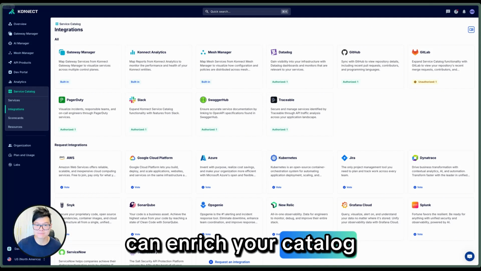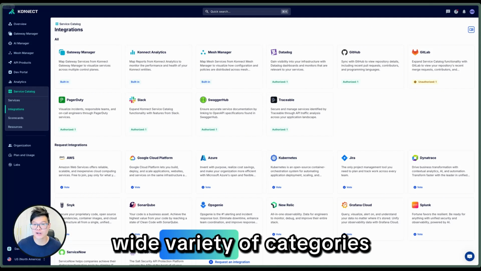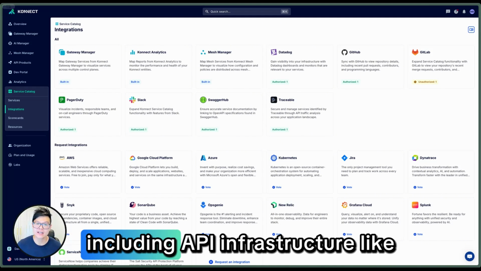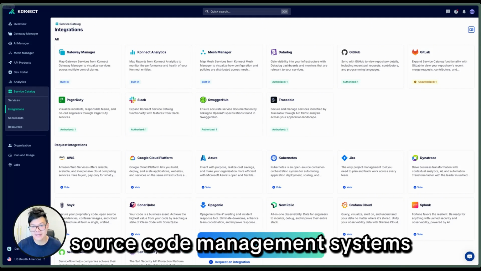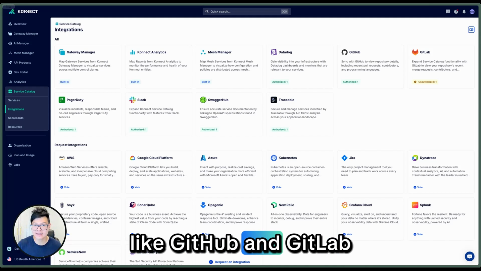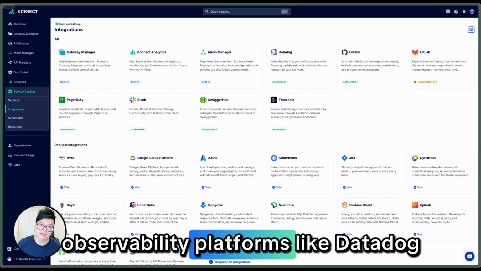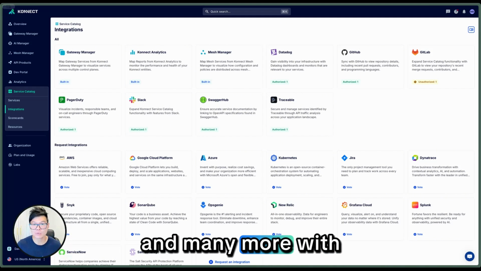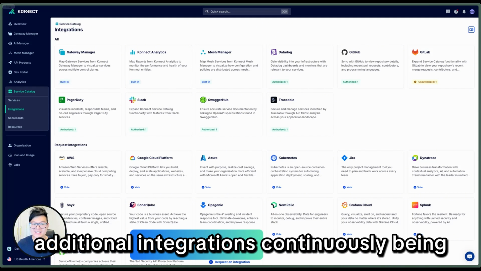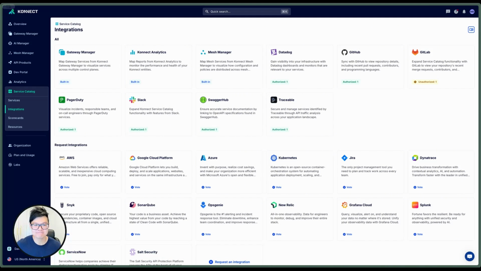enrich your catalog. These integrations span a wide variety of categories, including API infrastructure like Kong Gateway and Kong Mesh, source code management systems like GitHub and GitLab, observability platforms like Datadog, communication tooling like Slack, and many more, with additional integrations continuously being added.